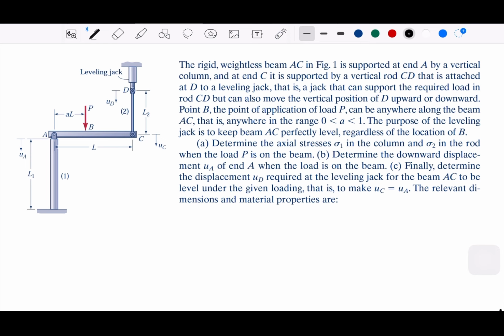So this leveling jack here can move vertically. So you can move upward or downward. So this part here can move, okay? And then point B, the point of application of some force P, can be anywhere in beam AC, but it has a range from 0 to L from A. So this is A.